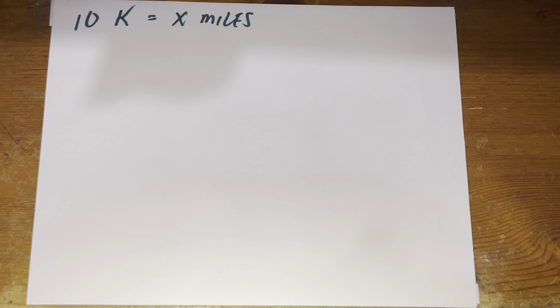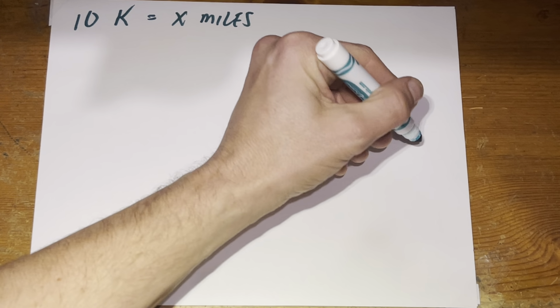10K is a running term. A lot of races are 10K. We're going to figure out how many miles that is. All right. Step one, we're going to need to draw our railroad tracks.